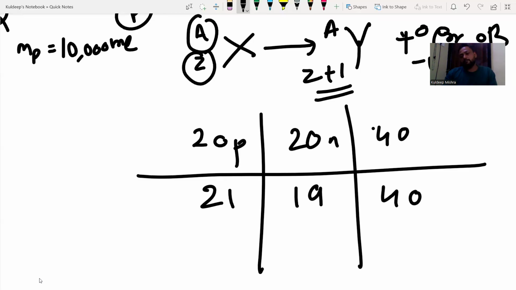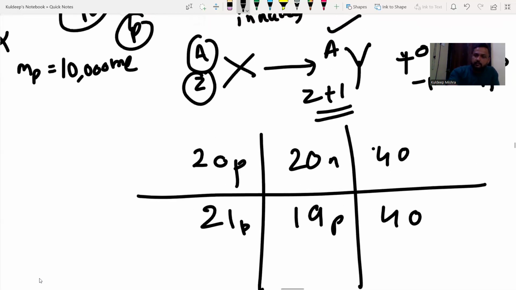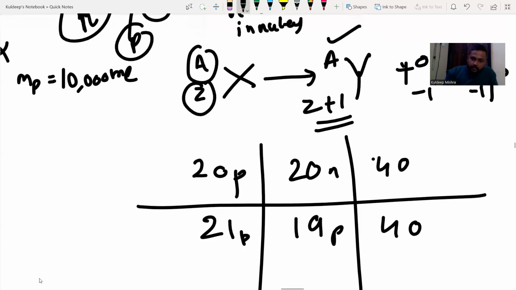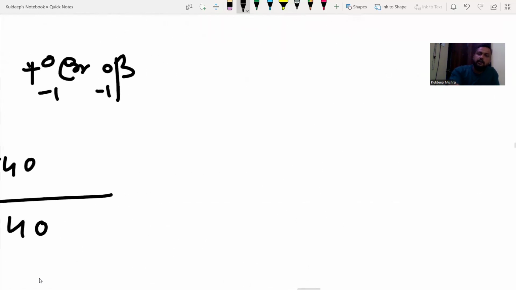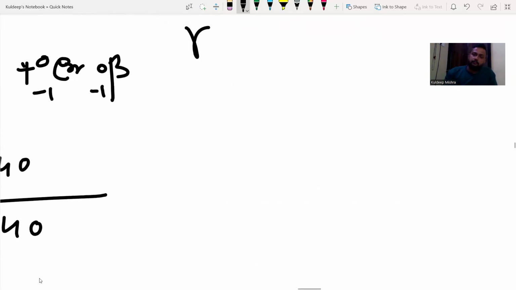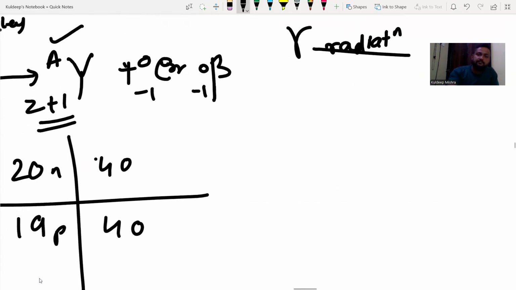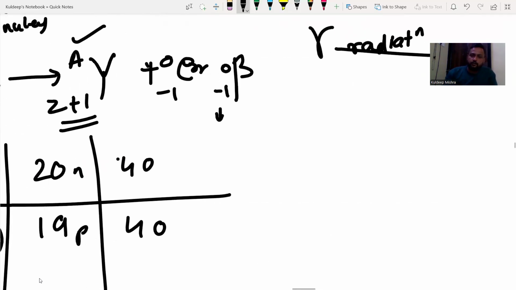So total is still 40. Okay. So that is why the proton number increases by 1, but the mass number remains unchanged. And in gamma radiation, gamma is a radiation. Okay. And what is beta then? Beta is a fast moving electron.